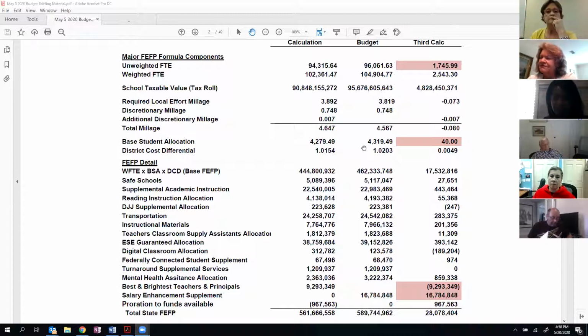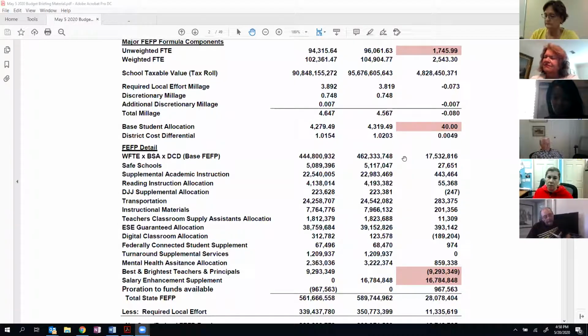Some things I wanted to point out: before all this happened, we were looking at a growth of about 1,750 students for next year. The base student allocation, in case you don't know, is the funding that we have liberty to use to do what we want, hire the teachers that we want. It comes through the base funding, which basically takes the number of weighted students, that's the number of students that you have in their different weight factors, times the BSA that you get, times your district cost differential.